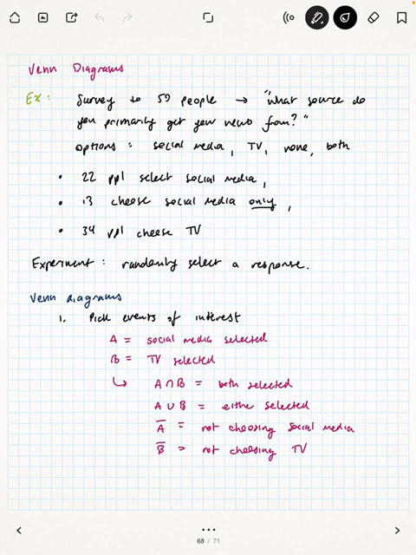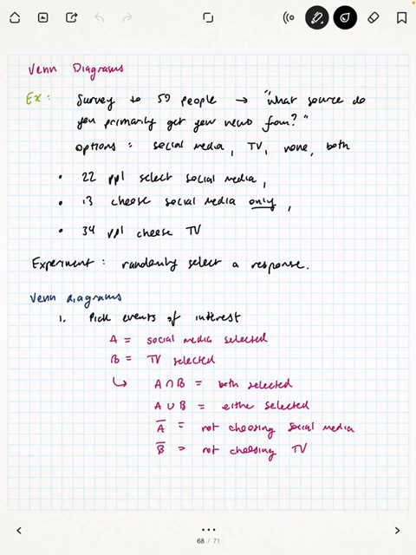First, we know that 22 people select social media. 13 of them choose social media only. To distinguish what's happening here, between the 22 and the 13, the 22 select social media, but they also could have selected both. So it's possible that they said social media and TV. 34 people choose TV. And again, that could be both. It doesn't mean TV only.